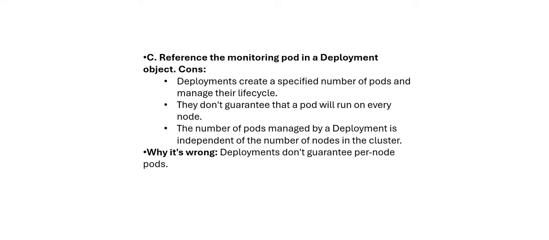Now we are talking about option C. They are telling, boss, we will reference the monitoring pod in a deployment object. Deployments create a specified number of pods and manage their life cycle. They don't guarantee that a pod will run on every node. So deployments don't guarantee per-node pods. That's why this is wrong.